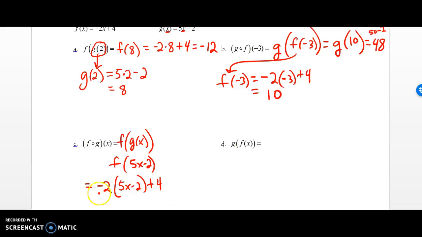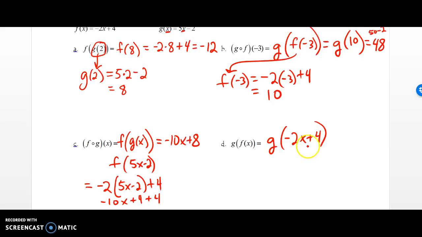So now we just have to simplify this expression. We'd get negative 10x plus 4 plus 4. So the answer will be negative 10x plus 8. So the answer is another expression. So now we're just going the other direction. Now we're putting f into g. So instead of f of x, we're going to write quantity negative 2x plus 4.